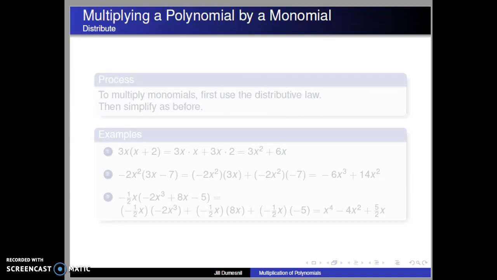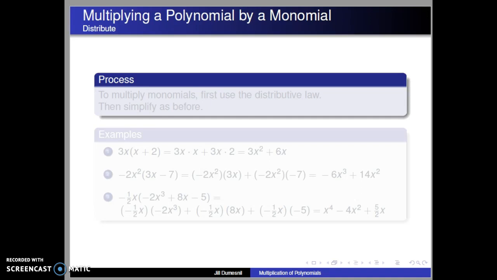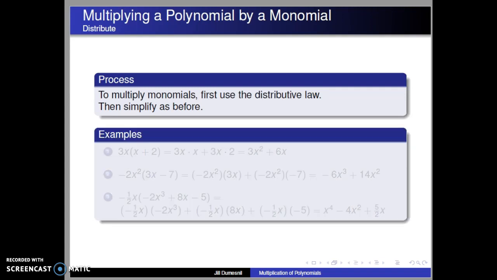Now let's consider multiplication of a polynomial by a monomial. The process now is to use the distributive law and then simplify as before. We illustrate with 3 examples.